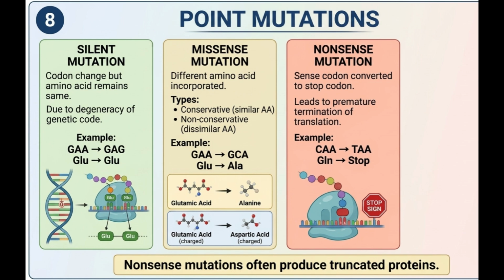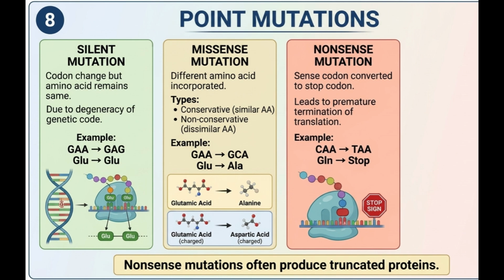Point mutations. Point mutations involve alteration of a single nucleotide pair. Three major classes exist: silent mutation, missense mutation, and nonsense mutation. In silent mutation, codon changes but amino acid remains unchanged because of degeneracy of the genetic code. In missense mutation, a different amino acid is incorporated.